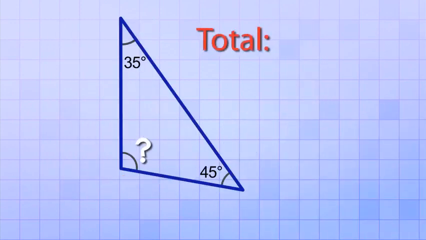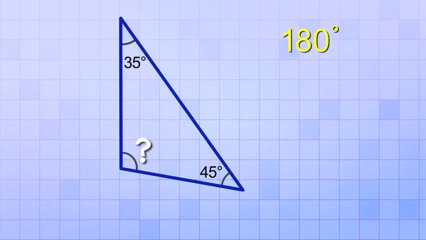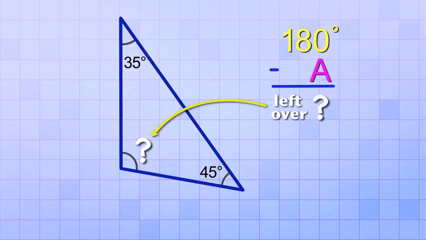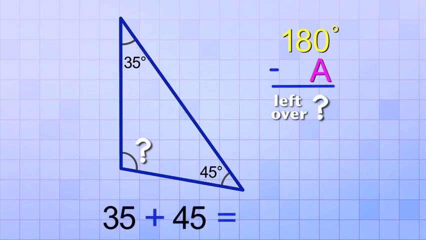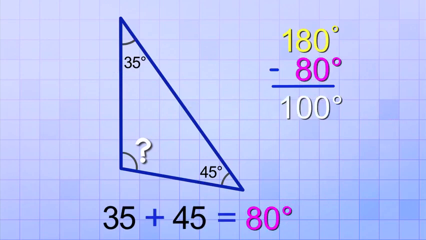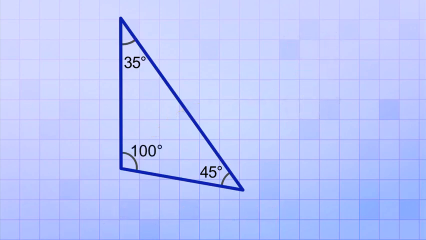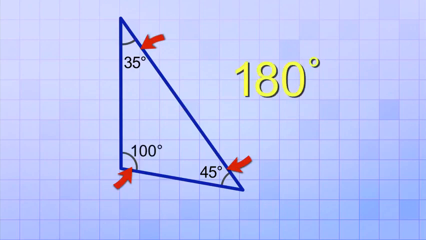Since we know that the total must be 180 degrees, we can just add up the angles that we do know, and then we subtract that from 180 degrees to see what's left over. The leftover amount must be the measurement of the unknown angle. So, 35 plus 45 equals 80 degrees. And when we take that 80 and subtract it from 180, we get 100 degrees left over. That means that our unknown angle is 100 degrees. And you can always check your answer by adding up all the angles to make sure you get 180.